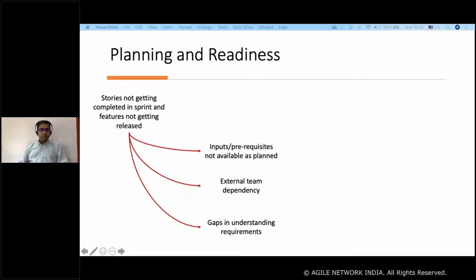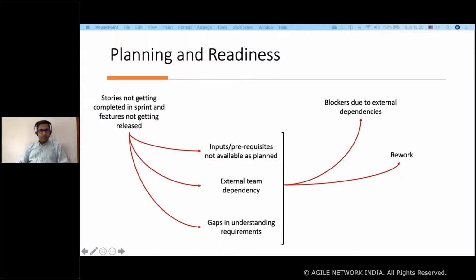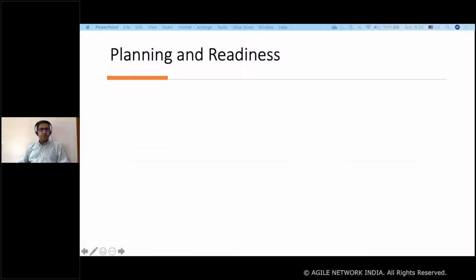So the impact of these things: there were blockers due to external dependencies. There was rework, because the team was going back and forth and had to change what they were doing, and the team was not able to achieve the sprint forecast. Now let's see how this situation was handled, how we improved the situation.